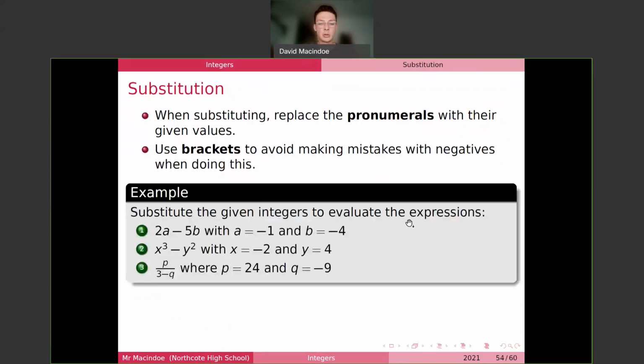So there we have it with substitution. Just put in the numbers wherever you see the pronumerals. So replace the right one with the right one. Use brackets to avoid making mistakes with negatives, and you should be okay.